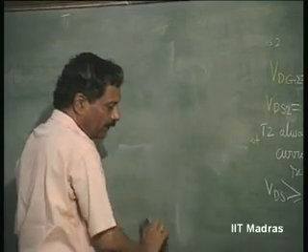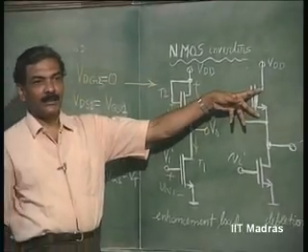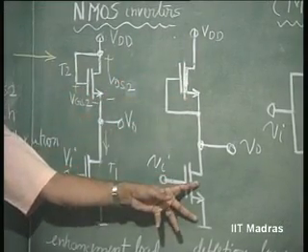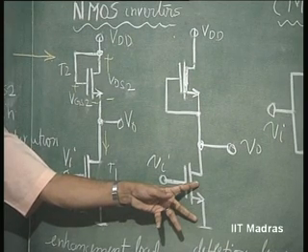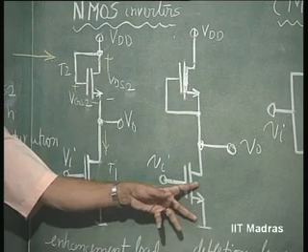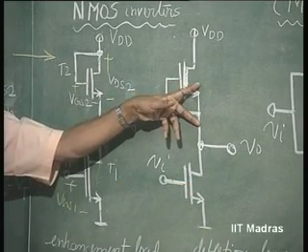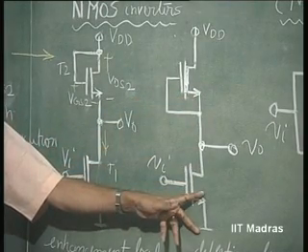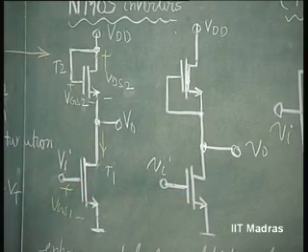At that point of time, this transistor is going to be in the triode region, and this transistor is going to be in the current saturation region. Now, things are slightly different from this. This is going to be in the triode region, and this is going to be in the what? Current saturation region.